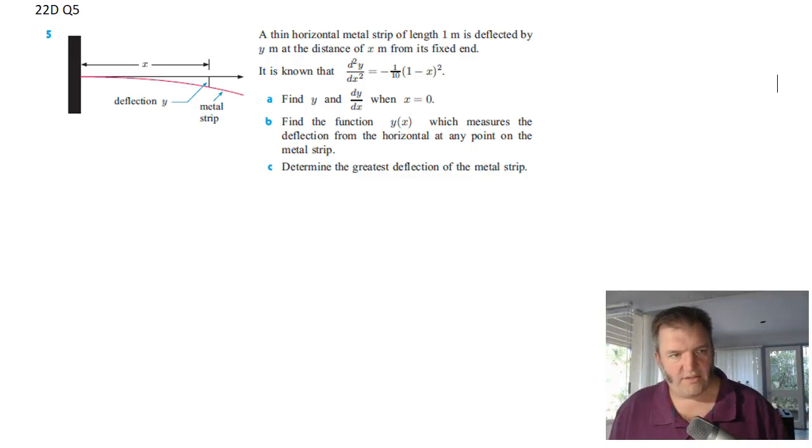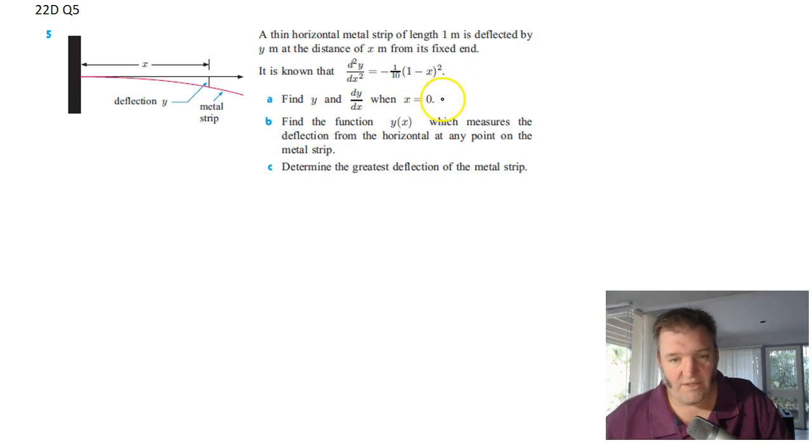Alright, back with exercise 22D, question 5. So we've got a metal strip of length 1 metre being deflected by y metres at the end, at a distance of x metres from its fixed end. So it's fixed obviously way back here at the start, and then as x moves along it bends, and it's known that the second derivative of y in terms of x equals negative 1 over 10, 1 minus x all squared. Terrific. Find y and dy/dx when x equals 0.